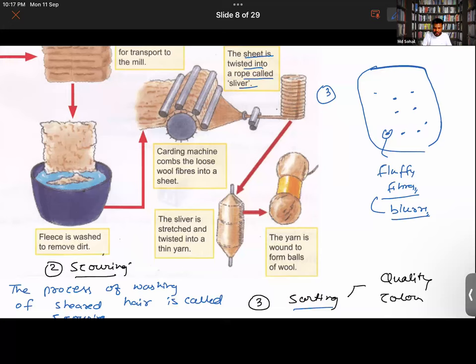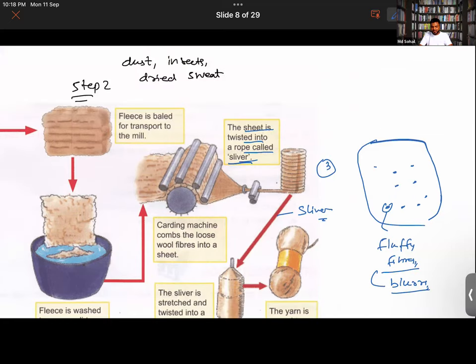Okay. So here it is being converted into a rope-like structure that is called a sliver. Now from the sliver, the yarn is wound to form balls of wool. So you have got the sliver-like structure. Now out of it, you can obtain the thread. So let me summarize the steps we just discussed.